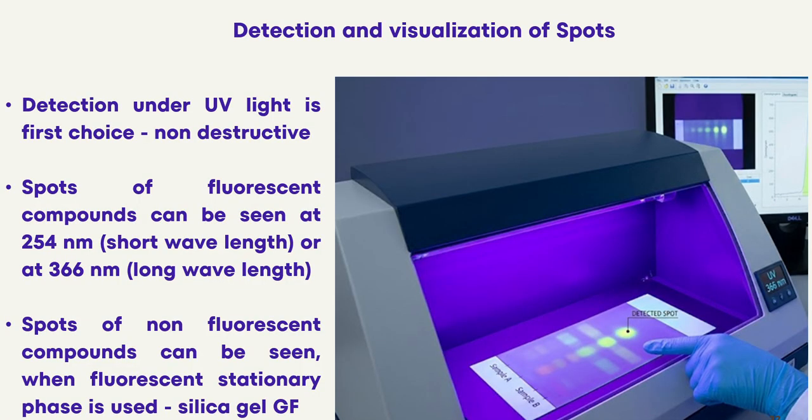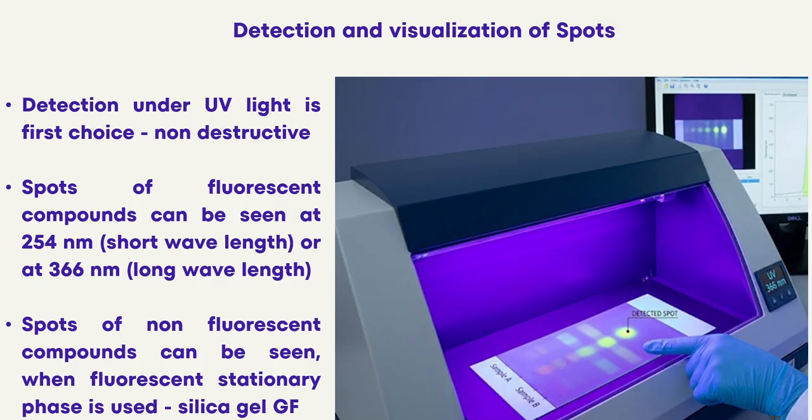Detection and visualization of spots. The separated components on the HPTLC plate are detected and visualized by identifying the individual spots. Detection can be performed by direct visualization, or by derivatization followed by visualization.